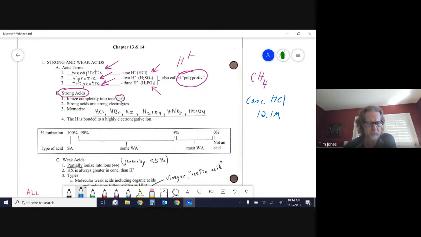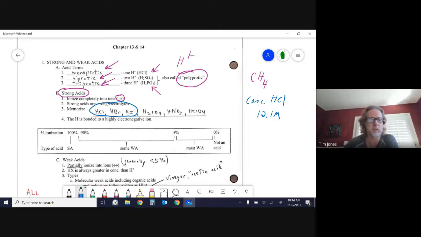You should have memorized there are 6 of them. I've never heard of a really good way to memorize this. You just kind of have to do it. I usually group these three together because they're all in the same column on the periodic table and in order. And then the other three are just kind of random: sulfuric, nitric, and perchloric.